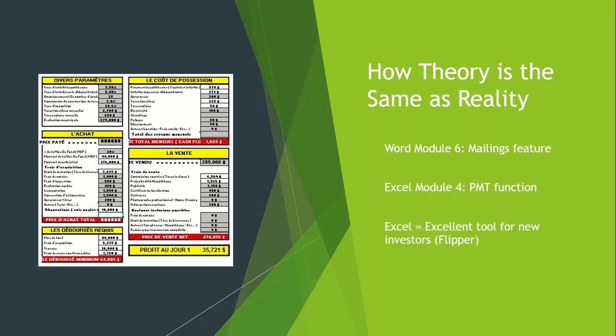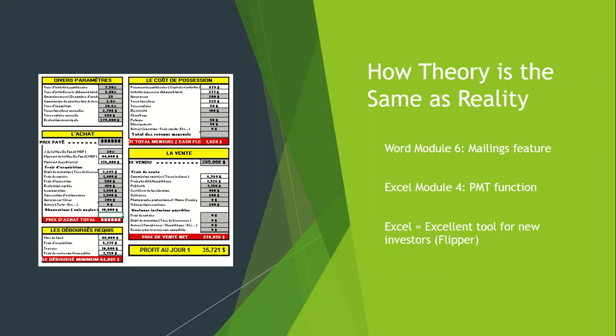How theory is the same as reality. I believe that the mailing features that we saw in Word Module 6 is a must for entrepreneurs. Real estate investors usually spend about 1 or 2 hours writing, sending, and reading letters or mails. I saw that on the web from the forums because I wanted to know what a day in the life of a real estate investor looked like. So in order not to write the same text all over again each time you have to send a letter or mail to some contacts, they only have to import data and use the mailings features. That's a good way to apply theory to reality.